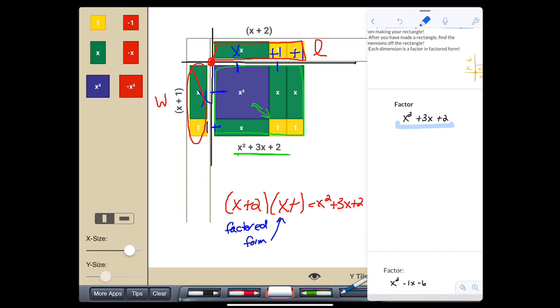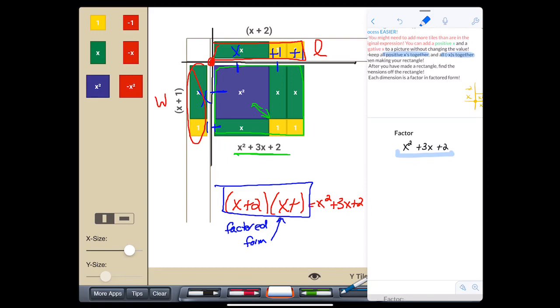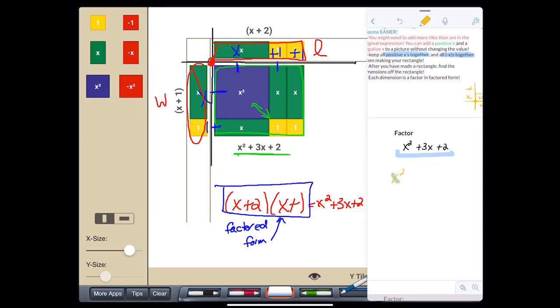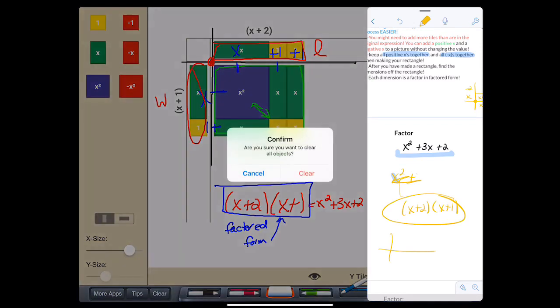So our answer is this. If I write it here, this would be x squared plus, our answer is just x plus 2 times x plus 1. So on your notes, I would just draw that picture so I know that you watched this video. So let's go ahead and look at the next example.